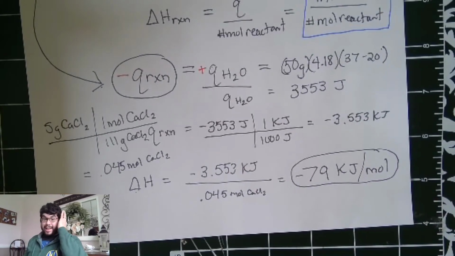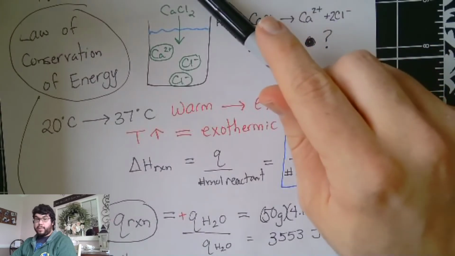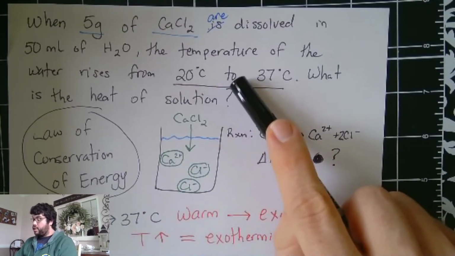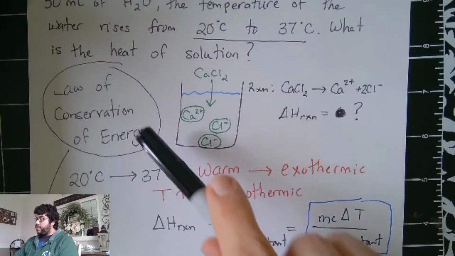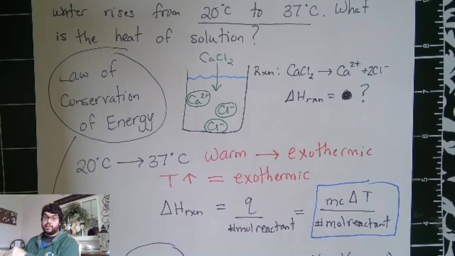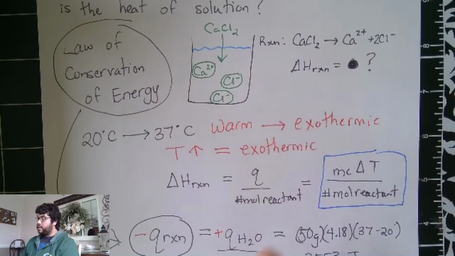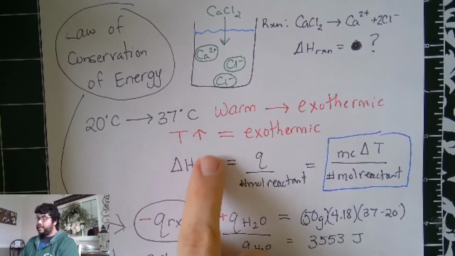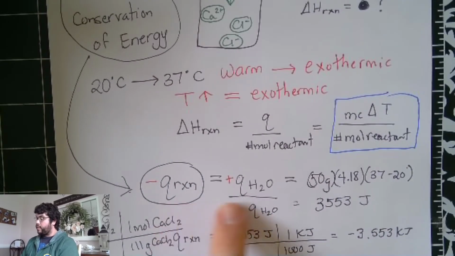So we just found the enthalpy of a reaction by figuring out how much heat is released when this occurs. We did that by looking at the temperature change, 20 to 37 degrees Celsius. We remember that there's a law of conservation of energy. Energy is conserved. Energy is not just willy-nilly given off. It is conserved. When this reaction occurs, the amount of heat that is released out of the calcium chloride is received by the water.